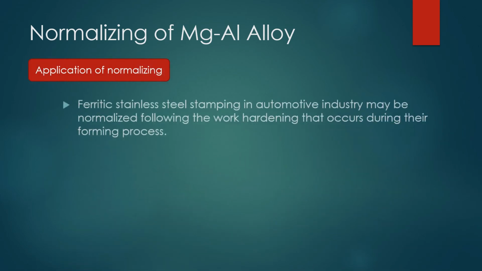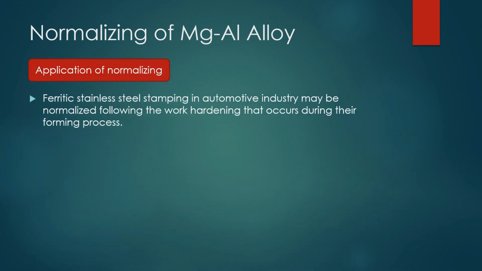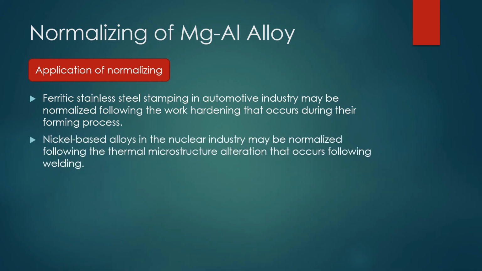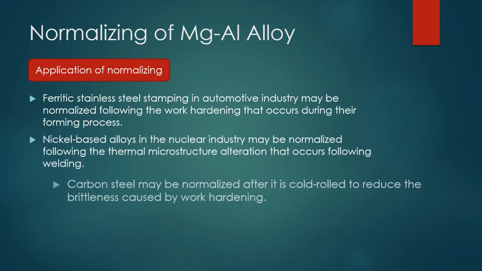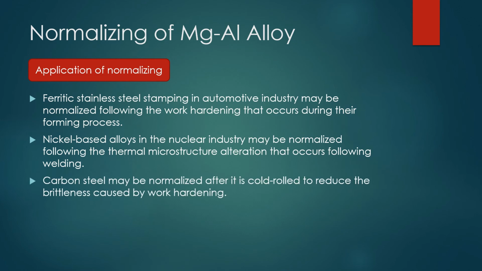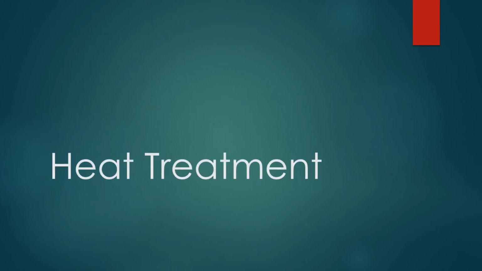Application of normalizing. First, ferritic stainless steel stamping in automotive industry, nickel-based alloy in the nuclear industry, and carbon steel may be normalized after it is cold rolled to reduce the brightness caused by work hardening. Next heat treatment is quenching.